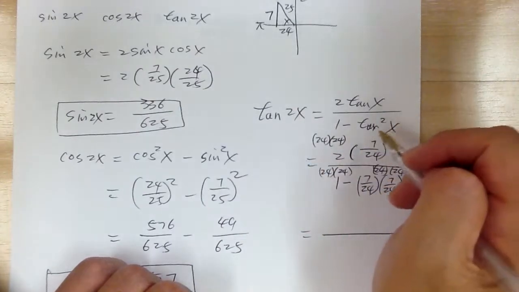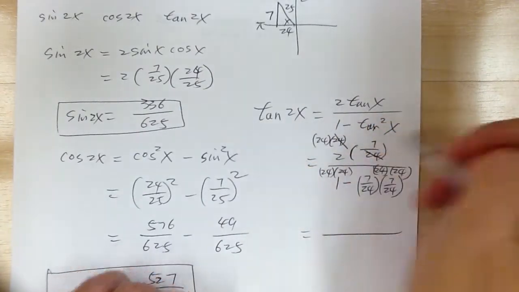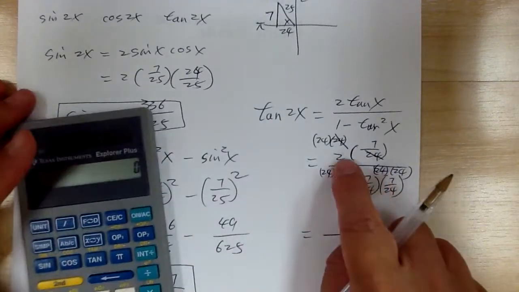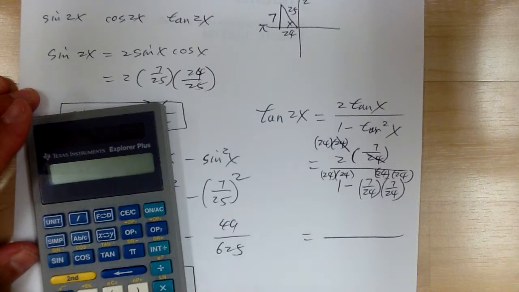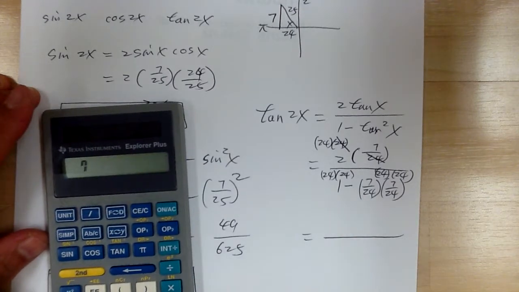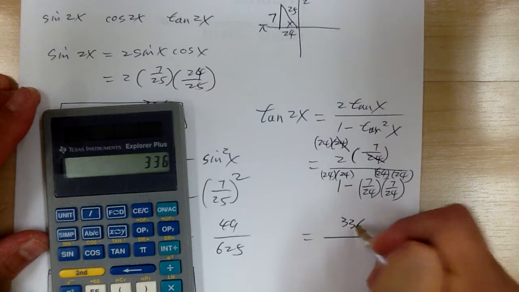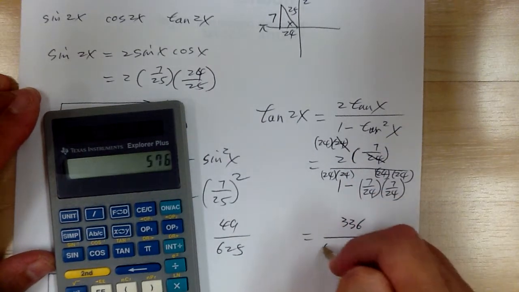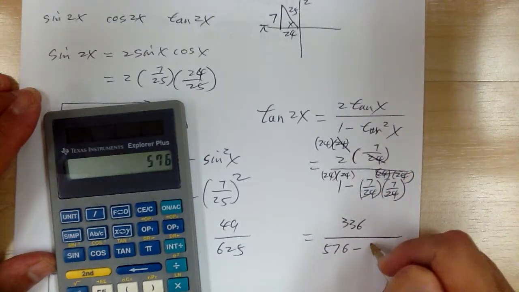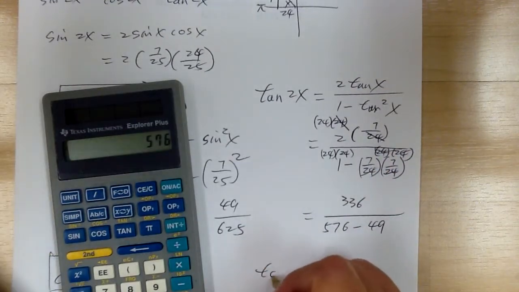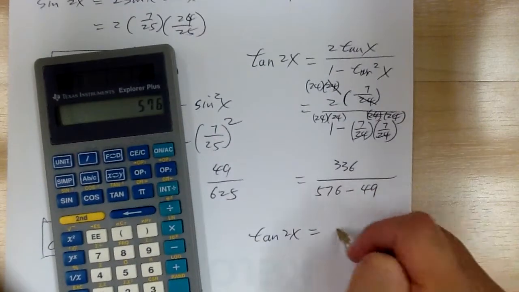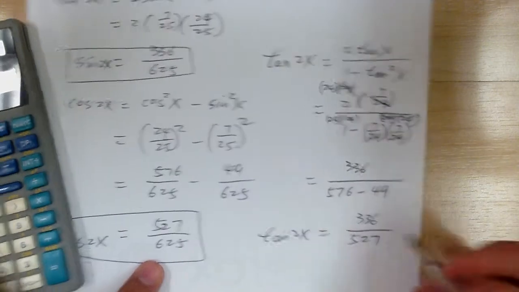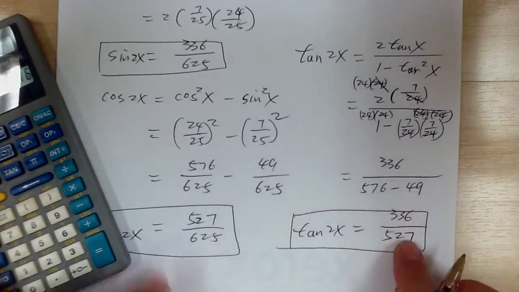Again, the reason I write everything out is so that I can cancel and see what's left over. Make sure you multiply, right? So 24 times 2 times 7 equals 336. And over here, 24 times 24 is 576, minus, this cancels out, 49. And so tangent of 2x equals 336 over 527.